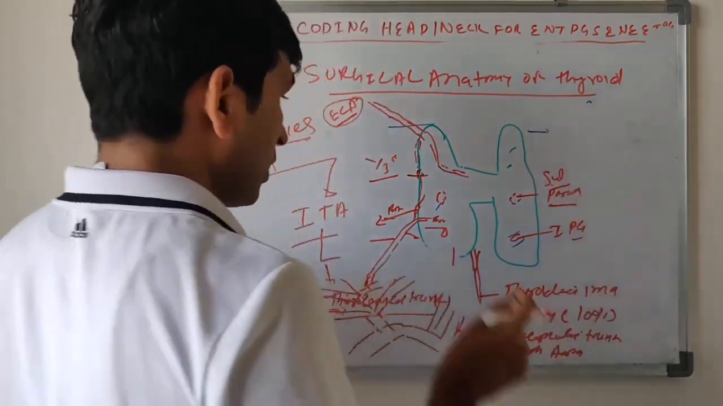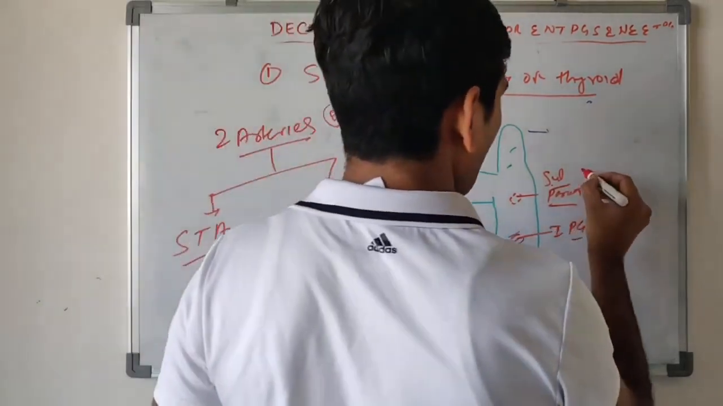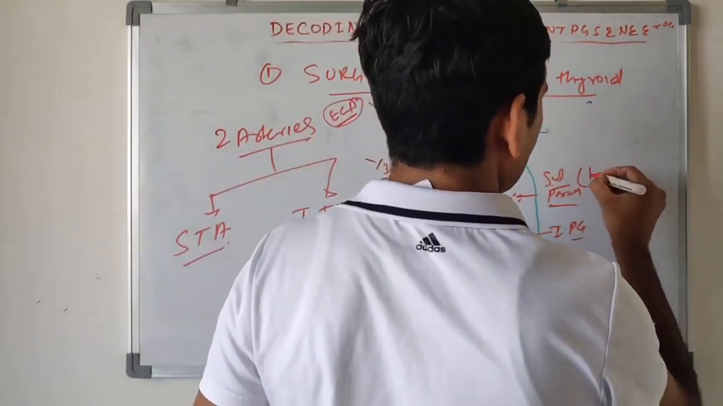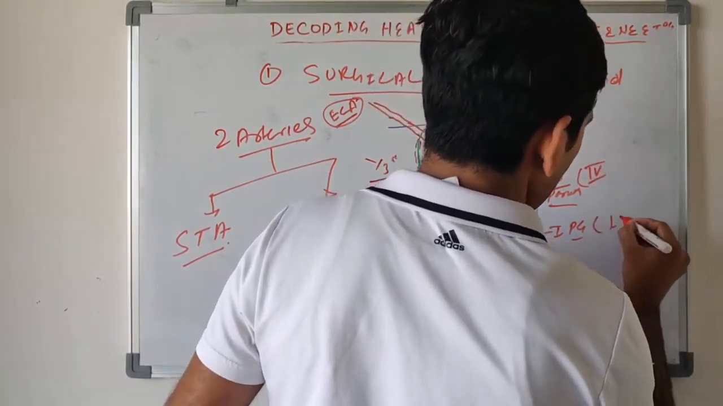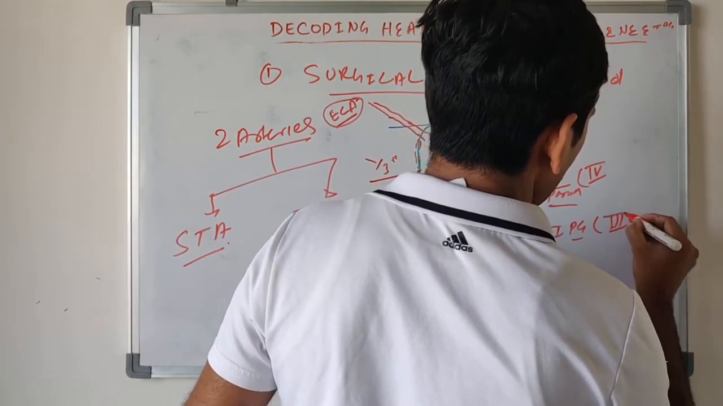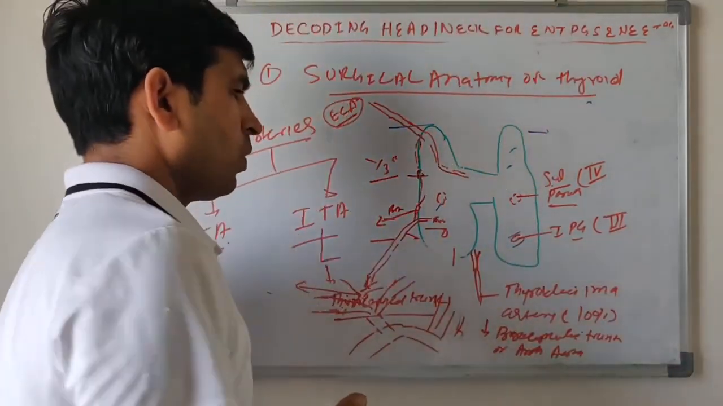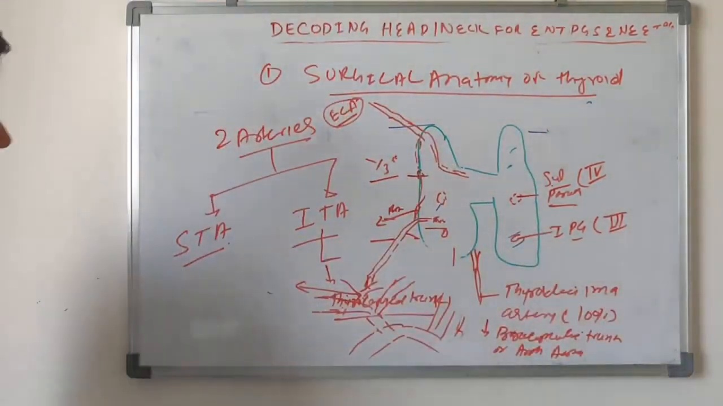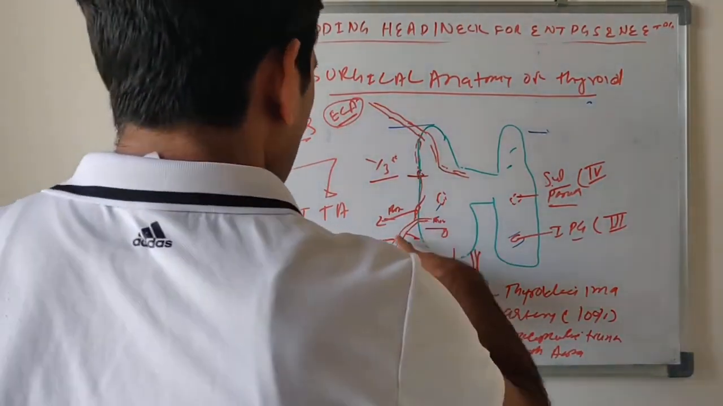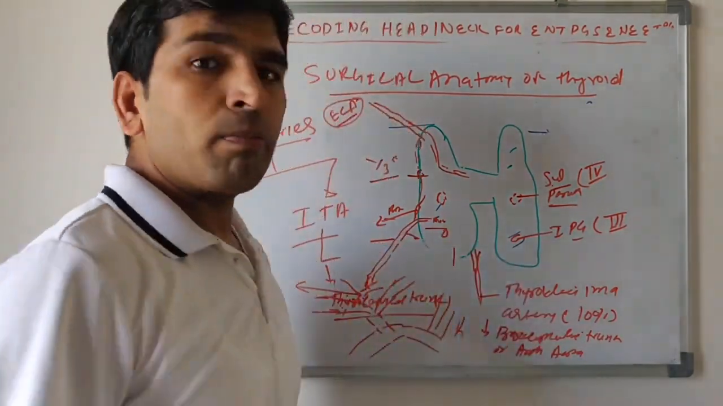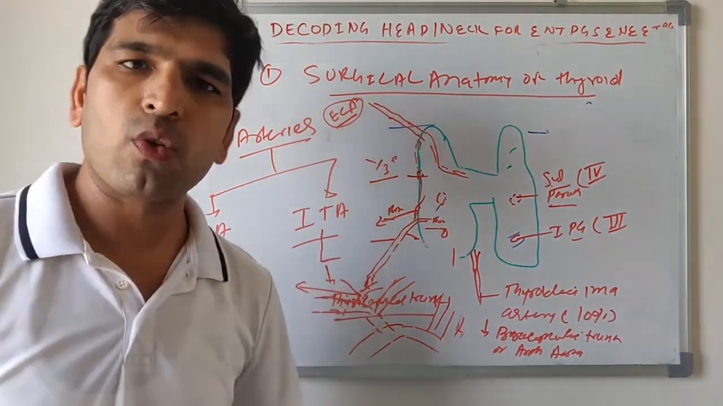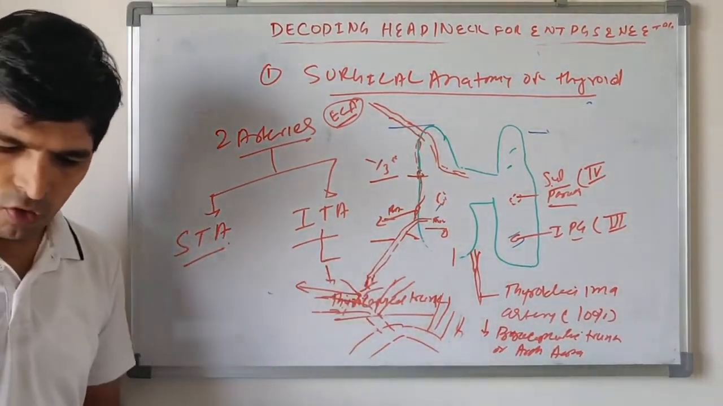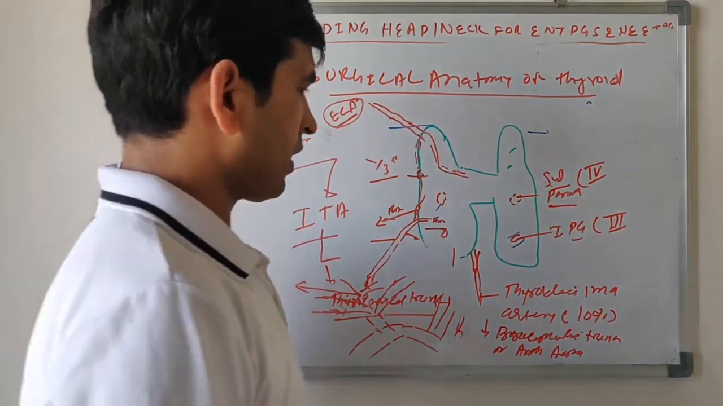Superior parathyroid is developed from the fourth, and inferior parathyroid is developed from the third pharyngeal pouch. Okay, so these parathyroids are mainly supplied by the inferior thyroid artery, which is a branch of the thyrocervical trunk. Now we come to venous drainage.